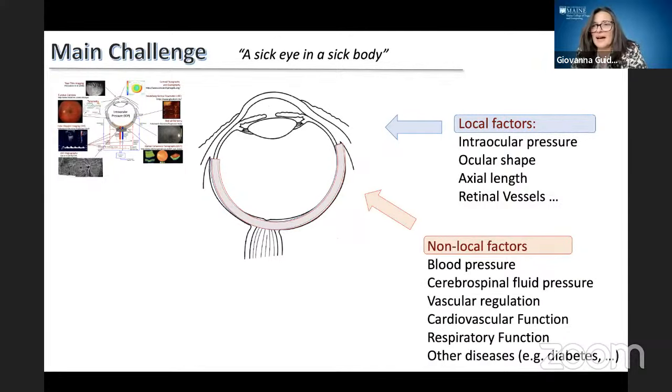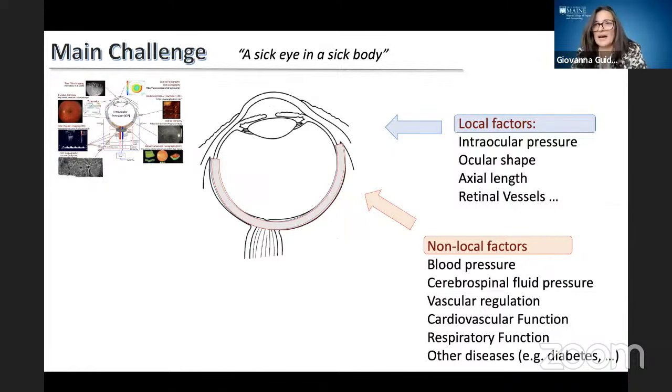However, as I said, the eye is connected to the body. So there are also factors that are not local to the eye that influence what goes on in the eye. For example, there is blood flowing in the eye, but blood flows because there is a pressure difference between the pressure in the arteries and in the veins. And that pressure differential is actually established by our heart.